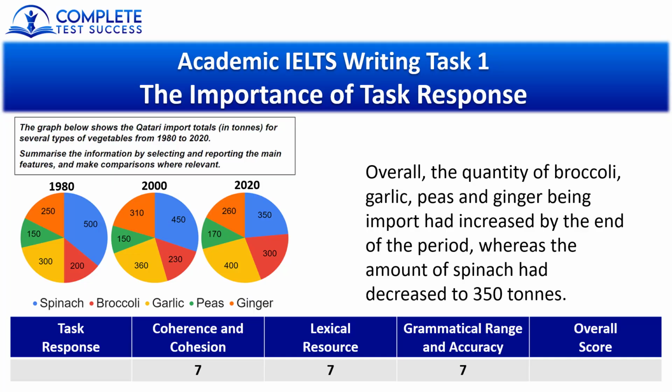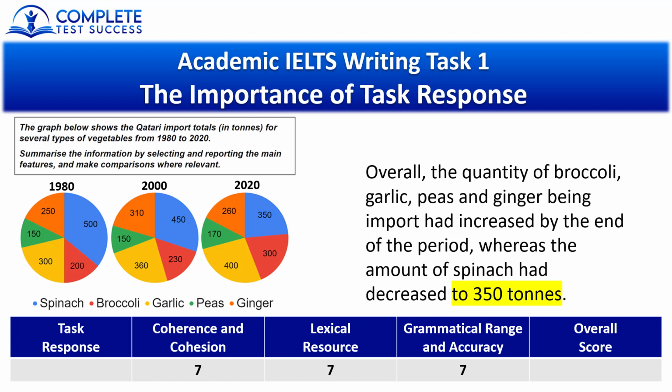Next, I'm going to change that overview ever so slightly, and you can see how this one small mistake has a drastic impact on our overall score. So this is the overview again, but this time I've added that the amount of spinach had decreased to 350 tons. Now in an overview, we should not include any specific data like that.